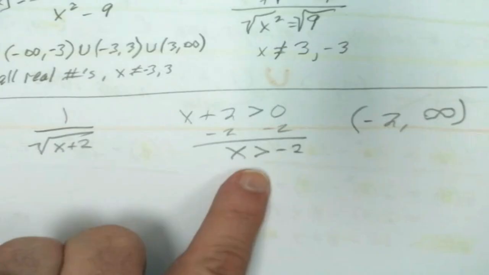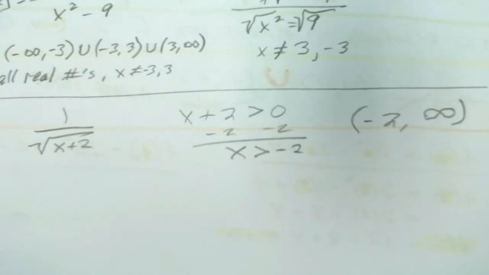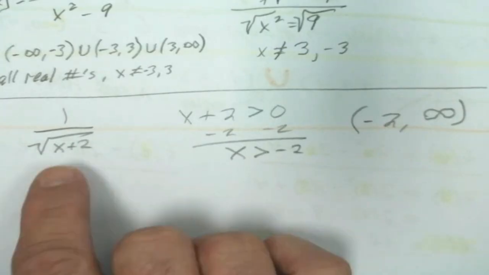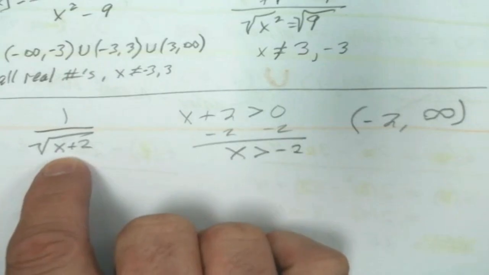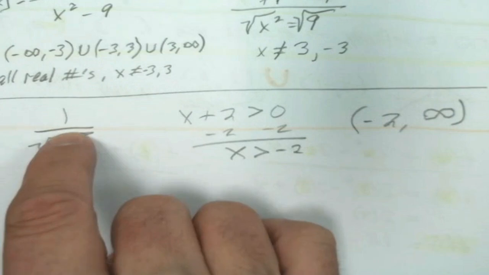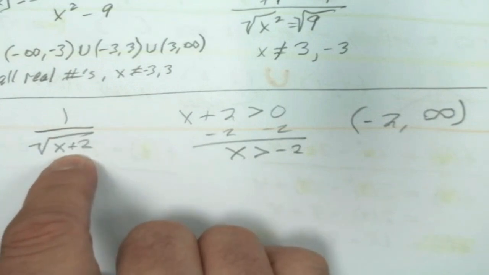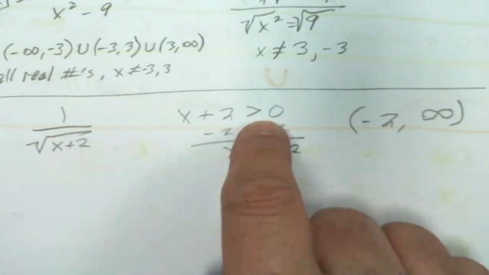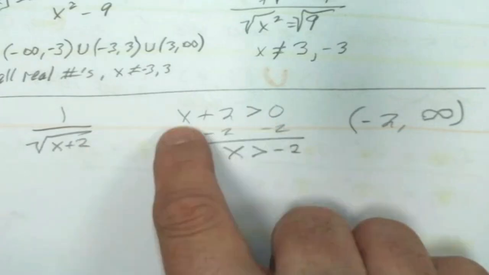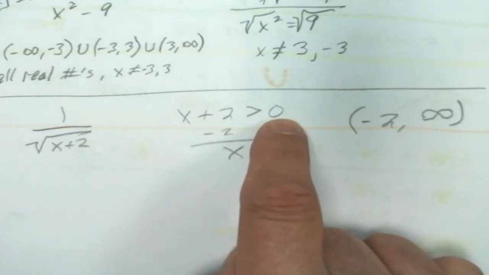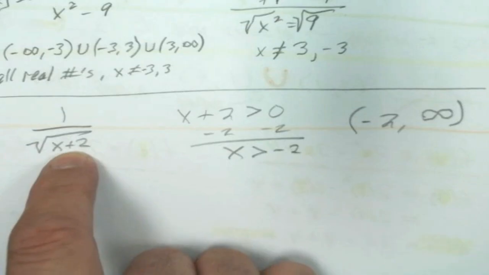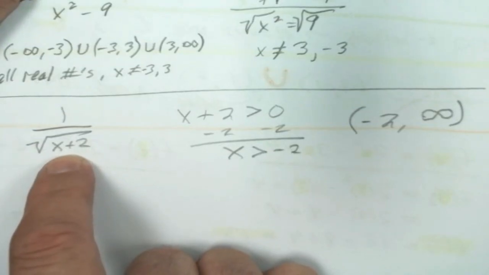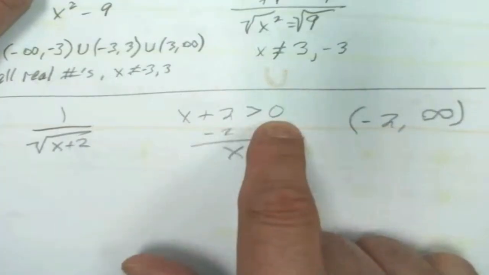X is greater than or equal to -2. Our square root rule says this has to be 0 or larger. But when you also see that it's a denominator, now it can't be 0. So it just has to be larger. X plus 2 has to be larger than 0 because it's in the denominator. Denominator says it can't be 0. Square root says it has to be 0 or larger. So when you combine them, it just has to be larger than 0.